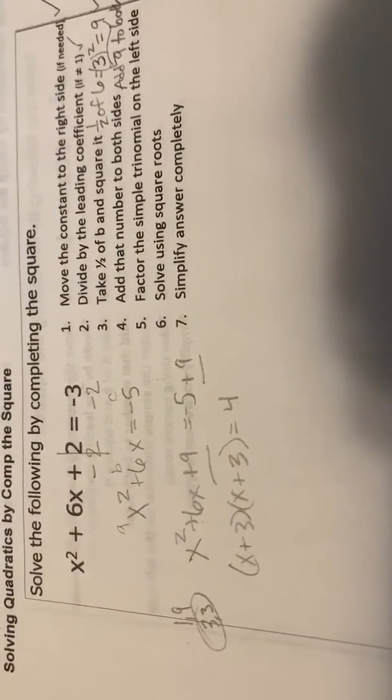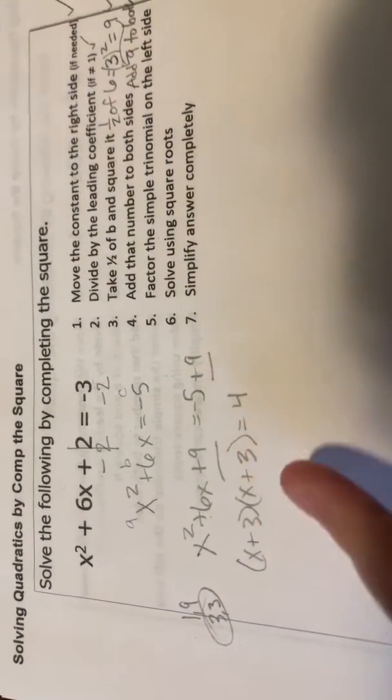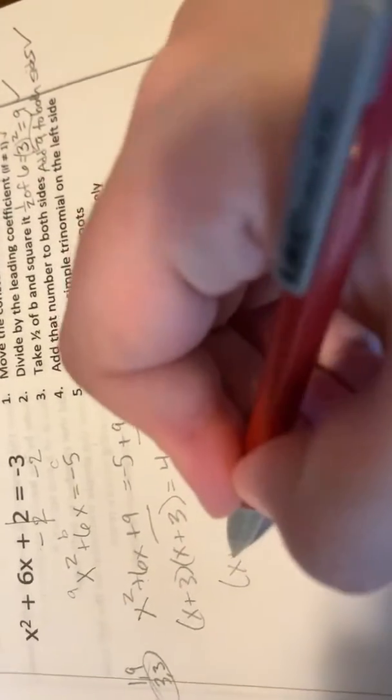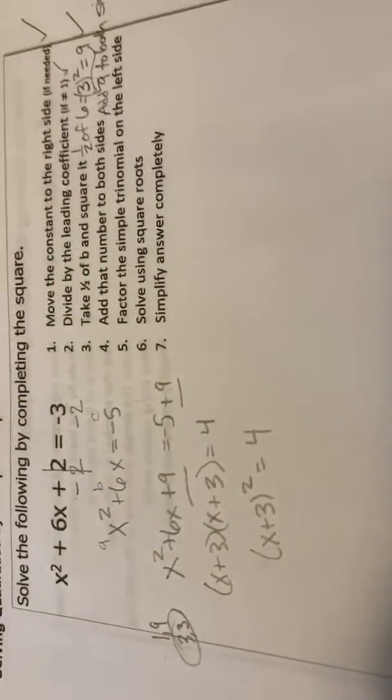Okay, and that is where the magic happens. That will happen every time, where it's called a perfect square trinomial. That's where both of these will end up being the same. So I can write x plus 3 times x plus 3 as x plus 3 squared. And that's the trick. Seriously, like a math trick, kind of.